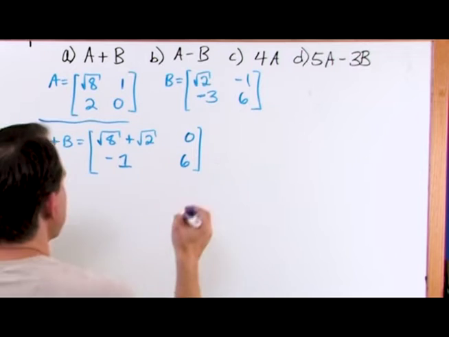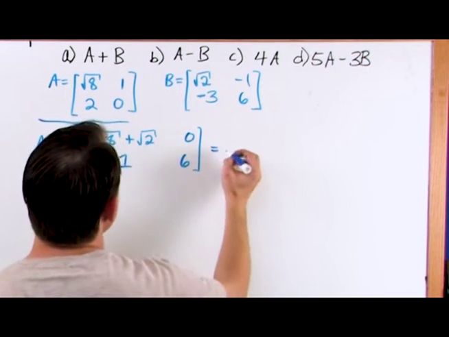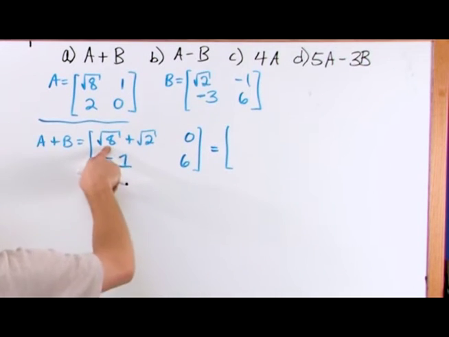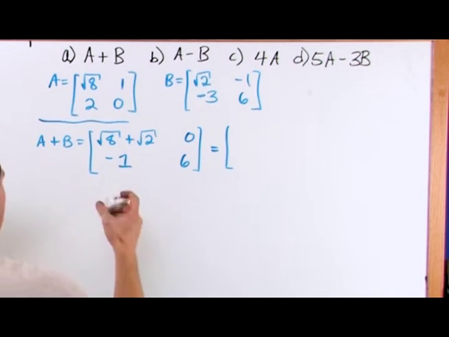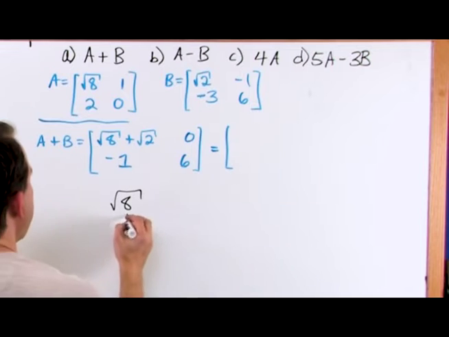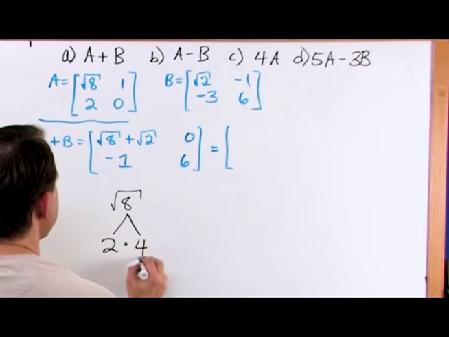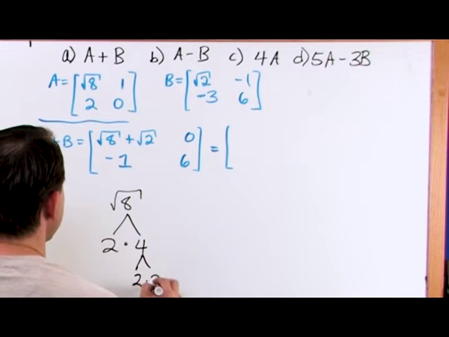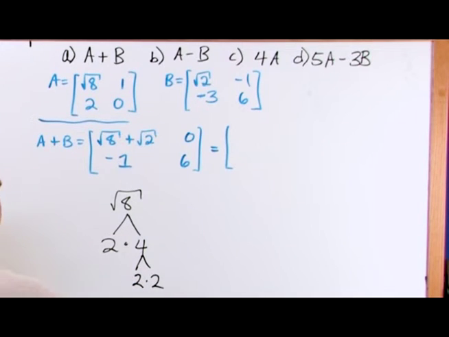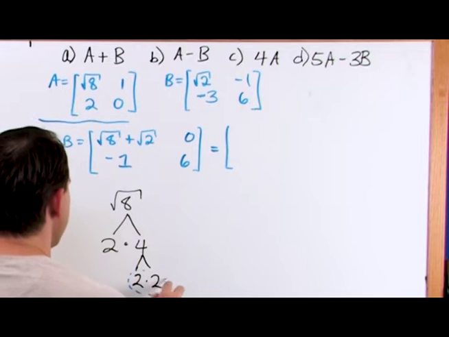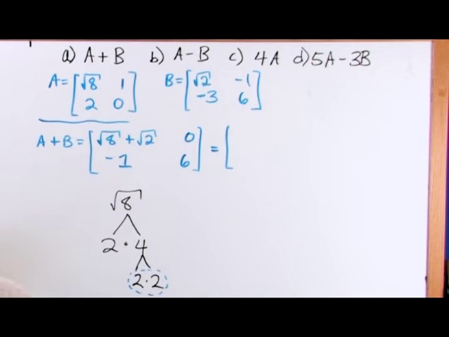But if you just wanted to be a little bit more rigorous about it, you could simplify this a little bit. If you remember how to simplify the square root of 8, 8 is equal to 2 times 4, and 4 is equal to 2 times 2. So because it's a square root, I'm looking for pairs of 2. So this 2 can come out, okay?